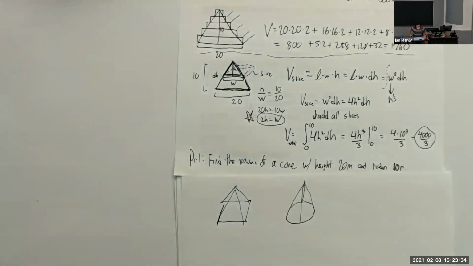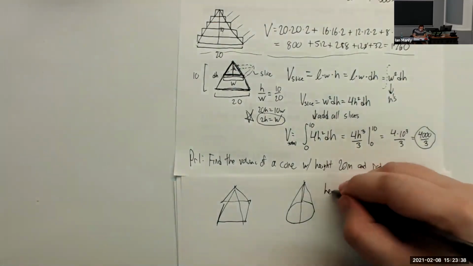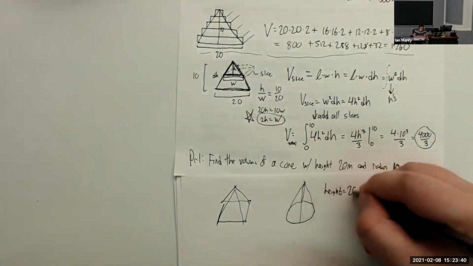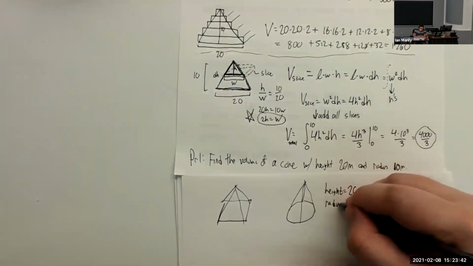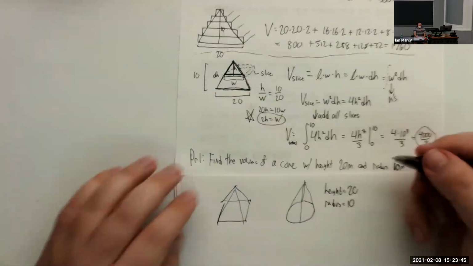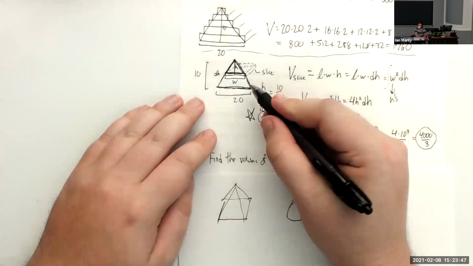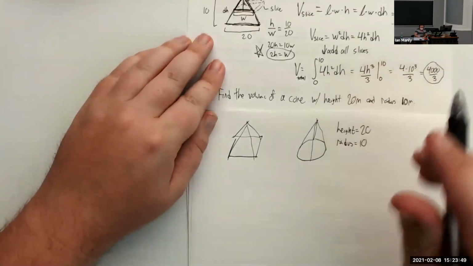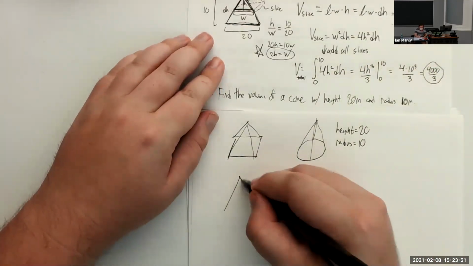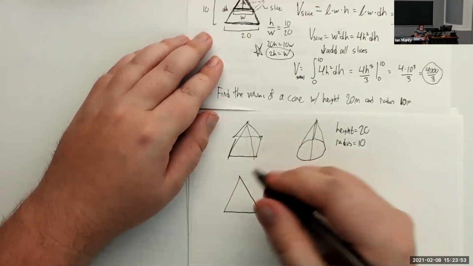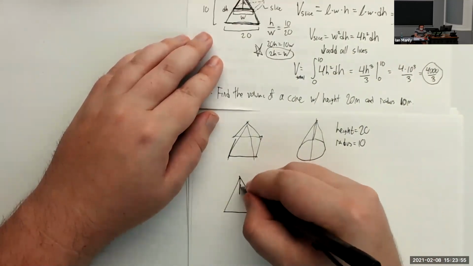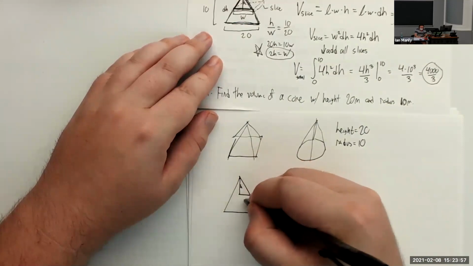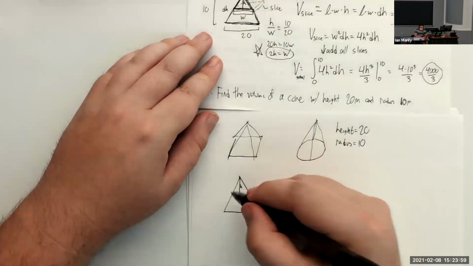All righty, let's take a look at this. So we know that our total height here is 20, and our radius is 10, right? Now this time, rather than breaking things up into rectangular slices like before, when we look at our side view here, we have our height down here, and then halfway across is going to be our radius.